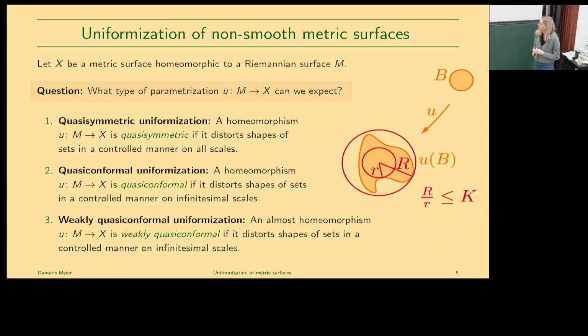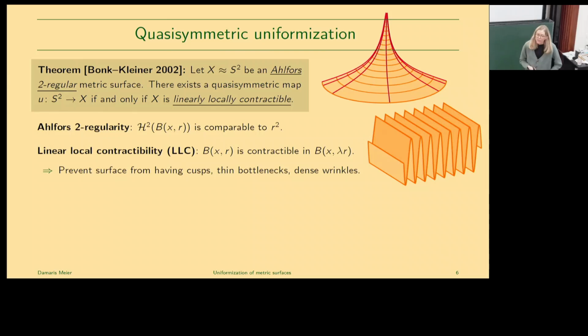Okay. So this is also sort of the outline of the next part of the talk, and we start with the quasi-symmetric uniformization. There, a really breakthrough result is due to Bonk-Kleiner from 2002, and it tells us that if we have a metric sphere X which is Ahlfors 2-regular, then it's quasi-symmetrically equivalent to S2 if and only if X is linearly locally contractible.